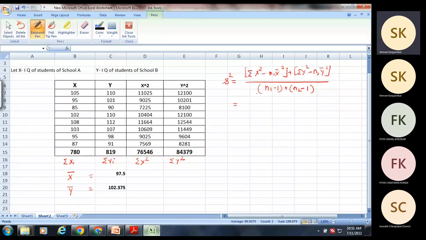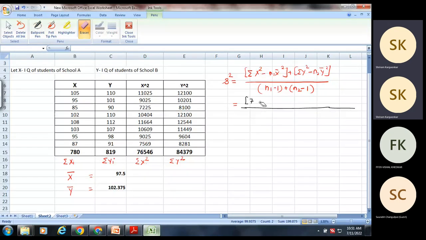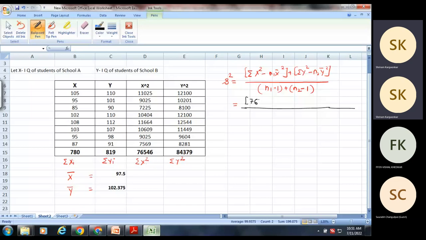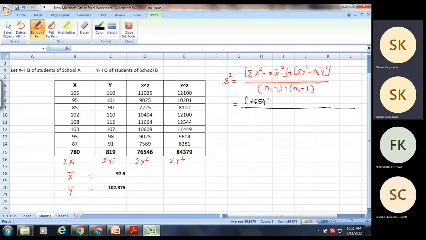So we have all the totals, all the means. So let's do the calculation. Summation x square is 76,546. 76,546 minus n1, which is 8. Now n1 equals n2 equals 8. The sample size is the same for both.